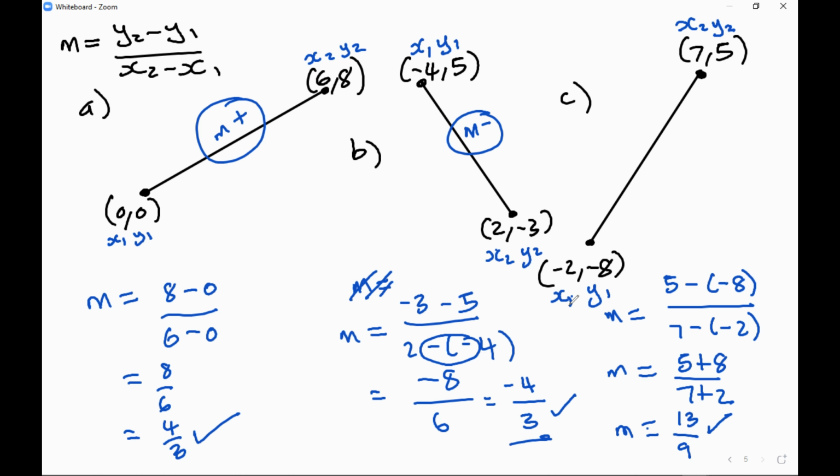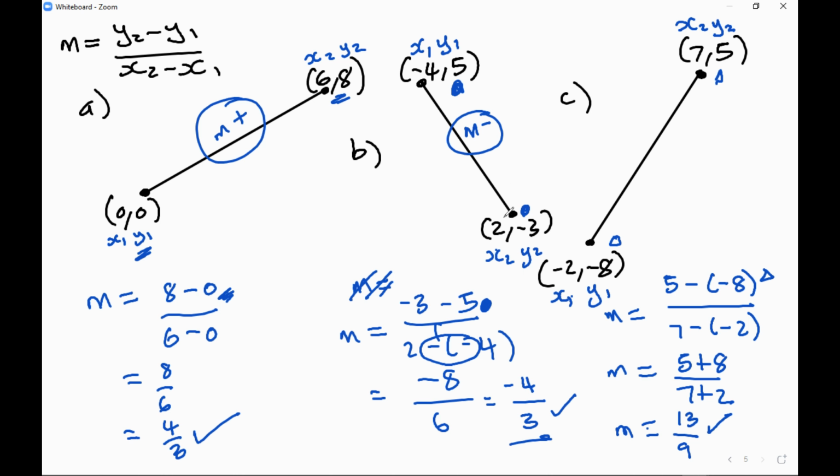Don't forget that we always put the y values at the top. So remember, the y values go to the top, right? 5 and negative 3 would go to the top here. And this one as well, 5 and negative 8 would go to the top, if you can see that, and not the other way around. Okay, so double check me on this. Negative 3 minus 5 over 2 minus negative 4 becomes plus 4, which is 6. You got some of them right, some of them incorrect.